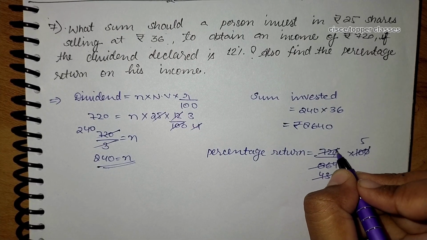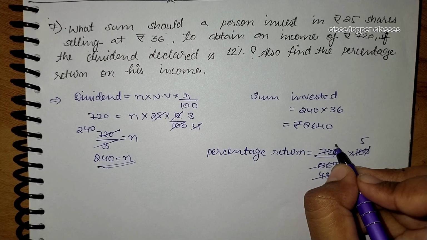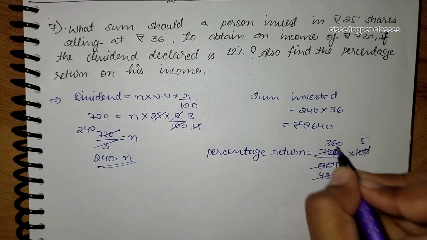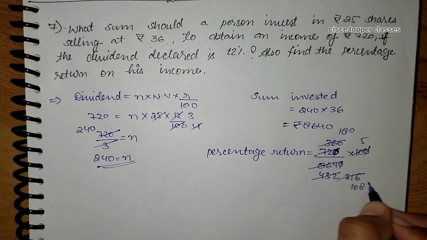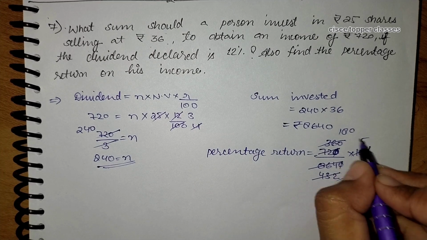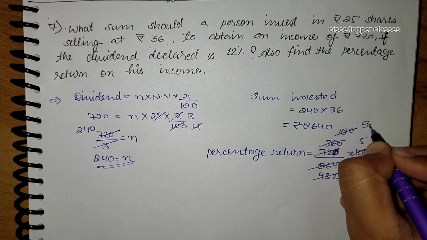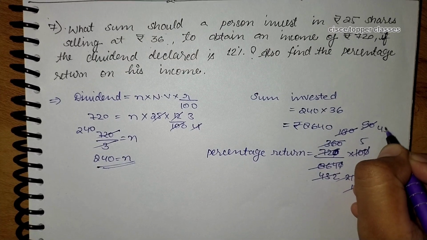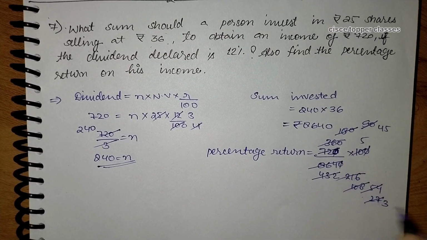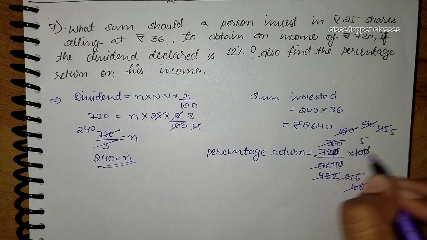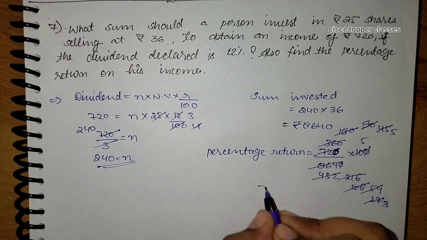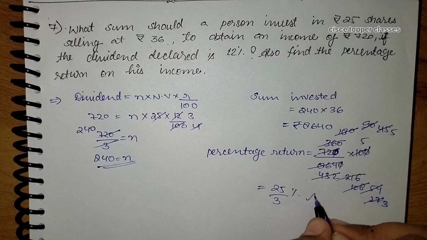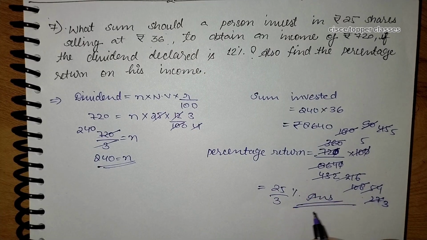This will be here 0. We are not cancelling, hence it is 0 here. So this is 360. On cancelling again 108. This will be 180. This will be 54. This will be 90. Afterwards 27. This will be 45. On cancelling, this will be cancelled out by 3 and this will be cancelled out by 5. On multiplying 5 into 5, we will get 25 by 3 % as the percentage return in this question. So this is the answer here.